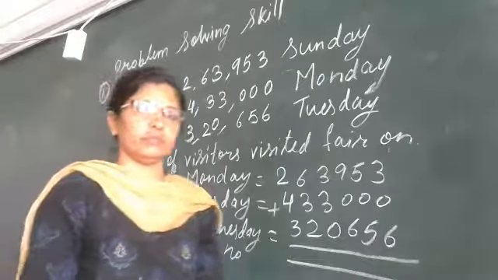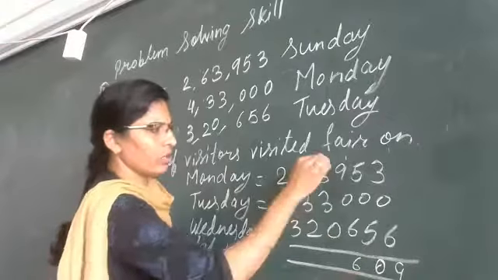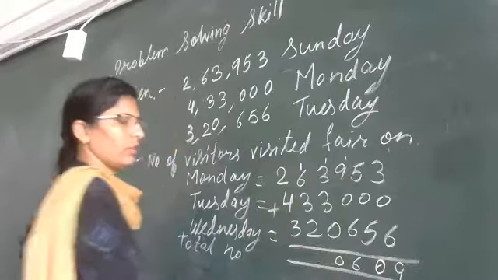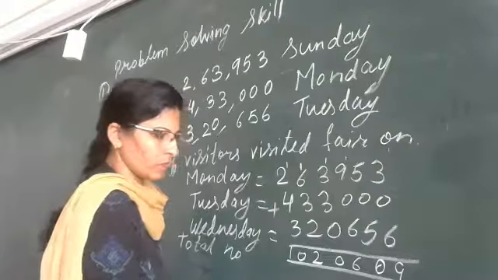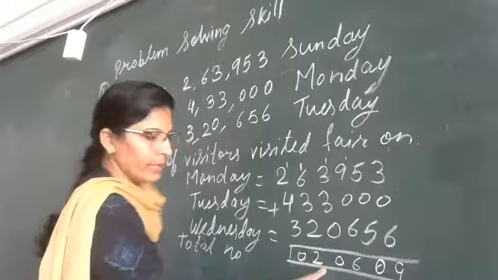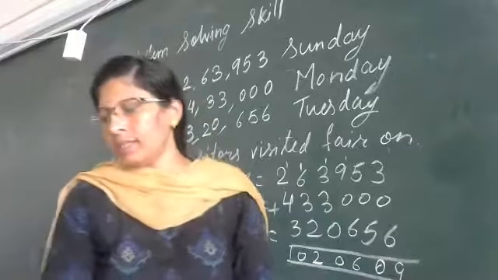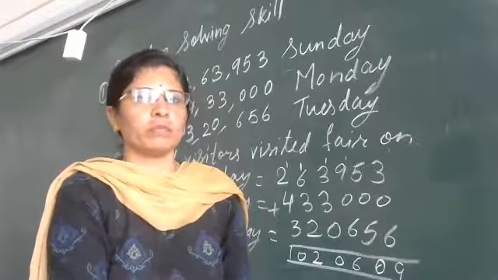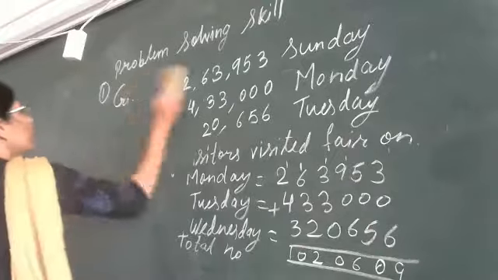First one 9, second one 10, and third one 70. Now 70, and 70. 10,20,609. Okay, so this is the answer. So what have they asked? In total, how many visited the trade fair in these 3 days? So the same method you have to use. Understood? Okay, so like this, you have to do the problem solving skill.